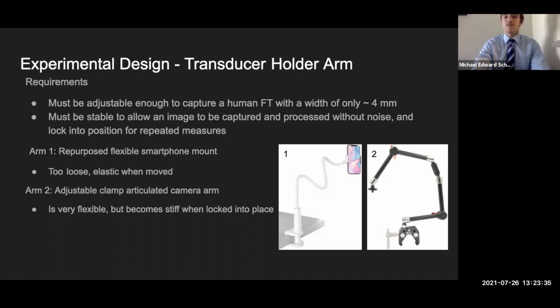It was too loose and it was elastic, which did not allow for fine adjustments in the position of the ultrasound probe. The second arm was an adjustable clamp articulated camera arm, which was similarly flexible, but due to the dials on the side, it could be made stiffer to hold into place for multiple images.